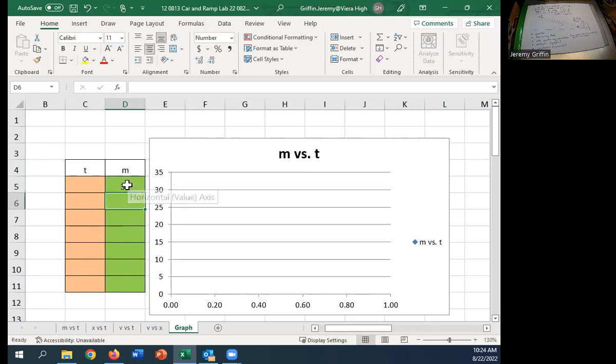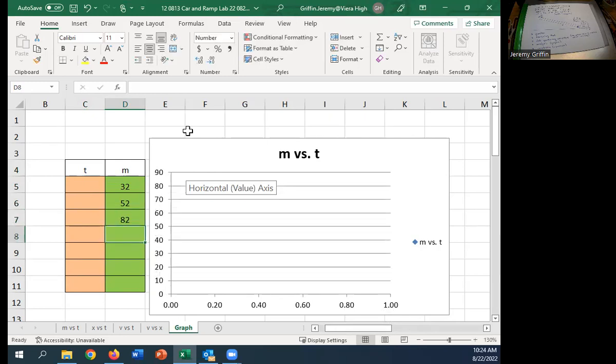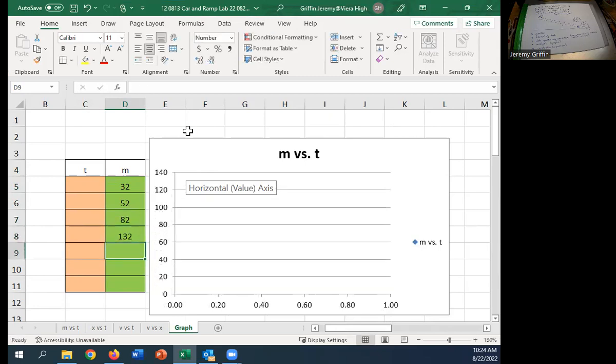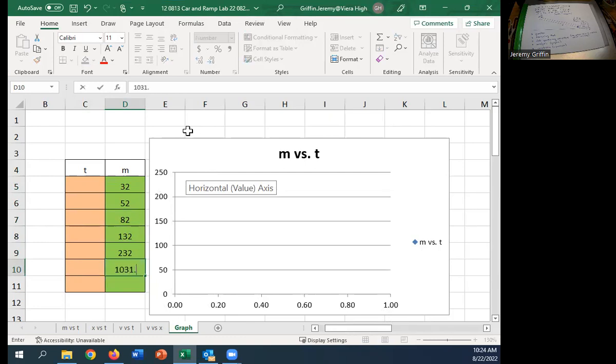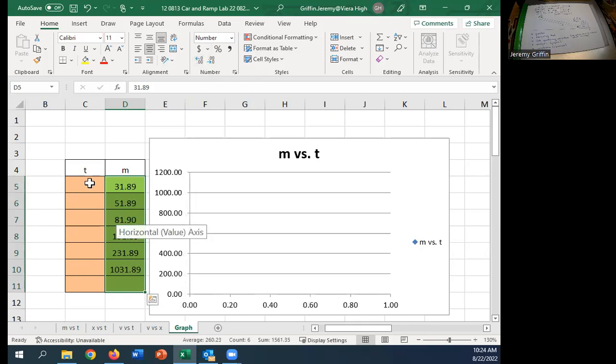31.89 grams. And then 81.9. All right. 131.89. 1.89. And then 1,031. Ooh, all right. Got a whole kilogram on there. All right, if you want more decimal places, there we go. All right, and what were the corresponding times?